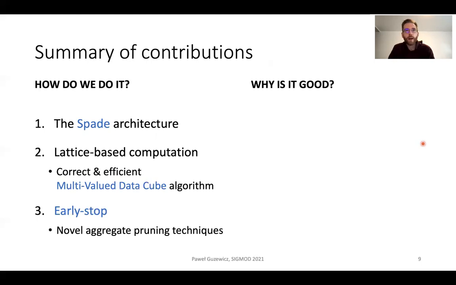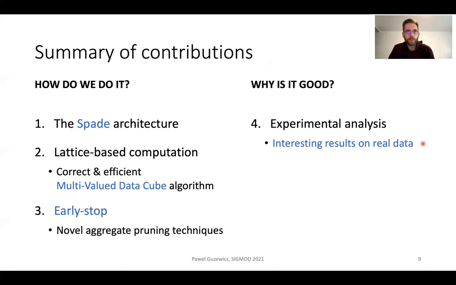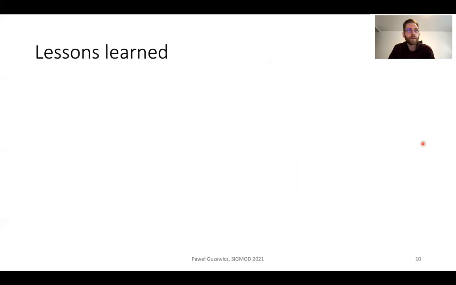Second, we show why our approach is good. We discuss our experimental analysis. We present interesting aggregates that Spade found in the real data. We show the correctness of our approach. At last, we analyze the efficiency and scalability of Spade. Let me now conclude this short talk and comment on the lessons learned.